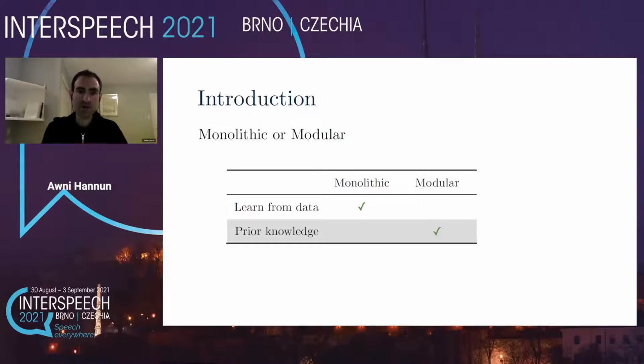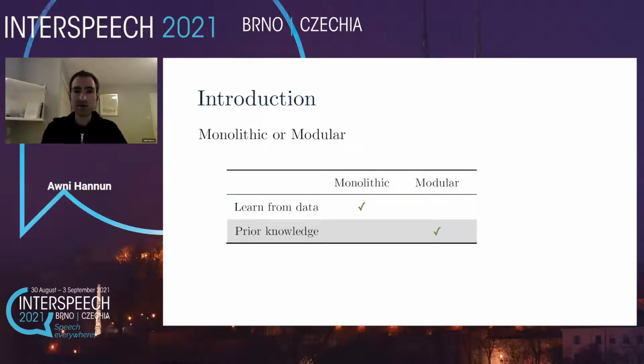A couple more trade-offs between monolithic and modular systems. Monolithic systems learn from data. That's one of the reasons we love them. Now that we have lots of data, monolithic systems don't have this kind of glass ceiling in terms of performance, in terms of word error rates for speech recognizers, as we increase the amount of data, whereas modular systems do. On the other hand, it's much more difficult to encode domain knowledge into a monolithic system.